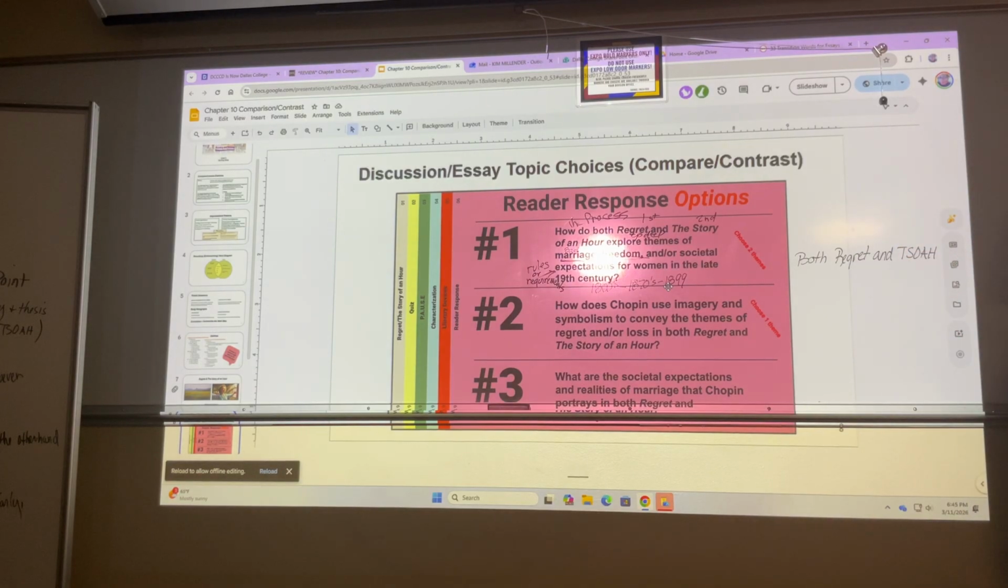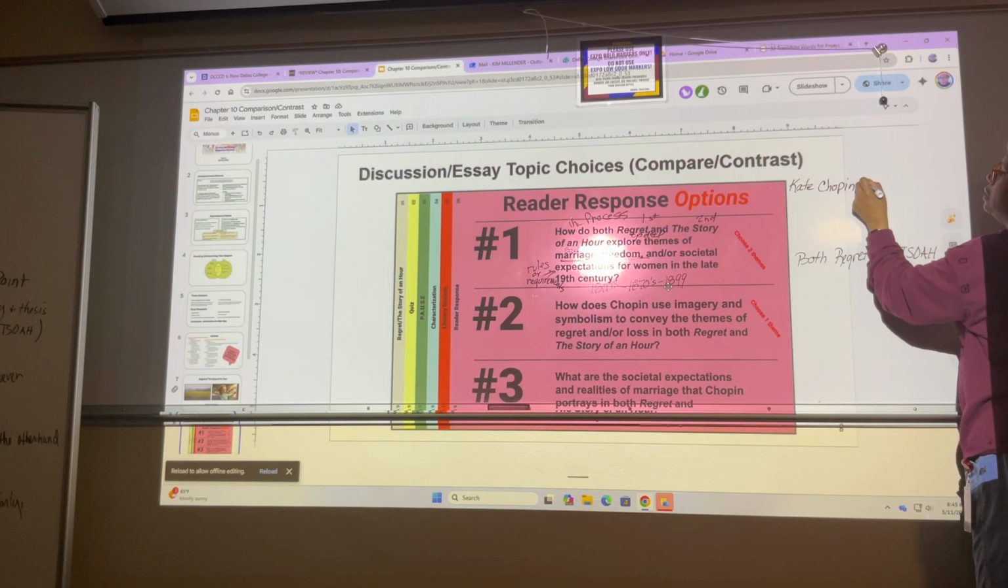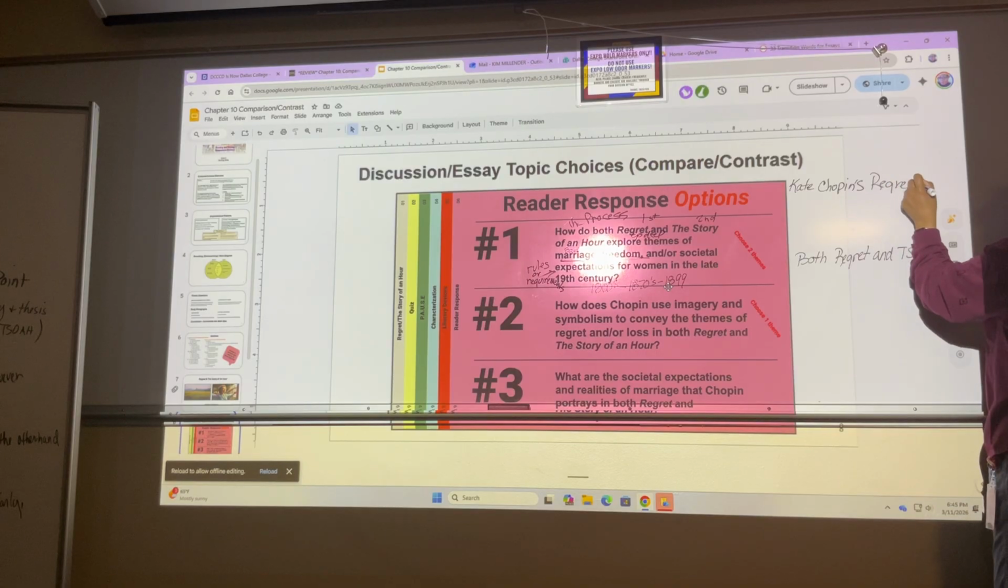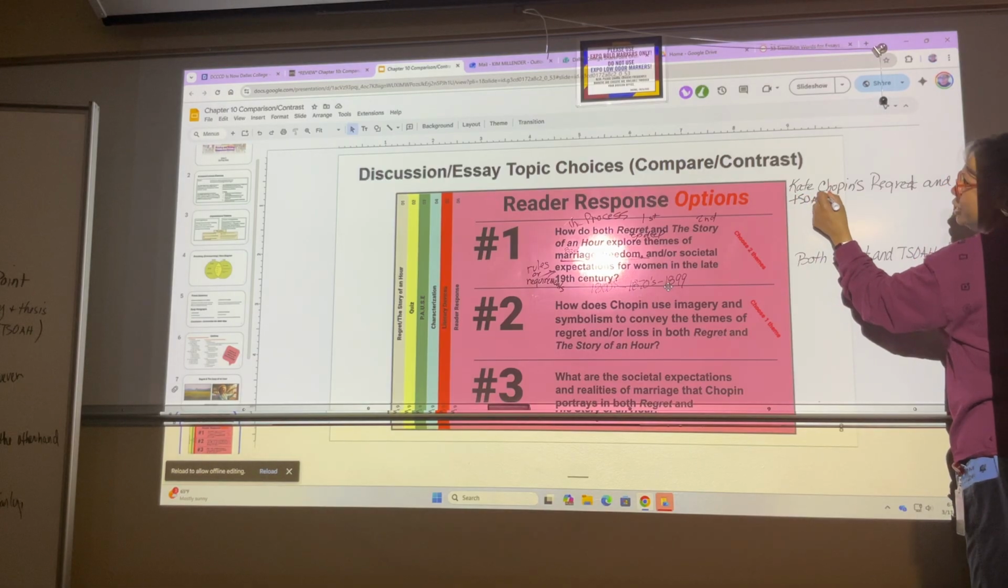Now we don't have to say Kate Chopin. The reason I'm telling you this right now is because we're just doing the thesis statement. It's the last part of the intro. We don't have to say Kate Chopin, because we would have said Kate Chopin in the beginning of the intro. Does that make sense? If we were starting off the beginning of it, we would say Kate Chopin's regret and The Story of an Hour. You will not abbreviate it as TSOAH, okay?